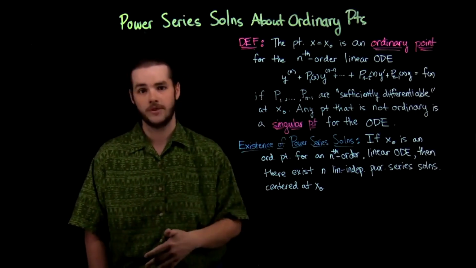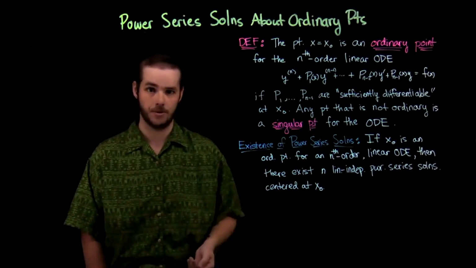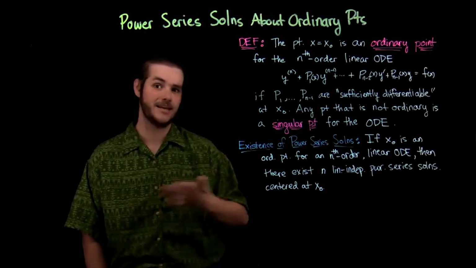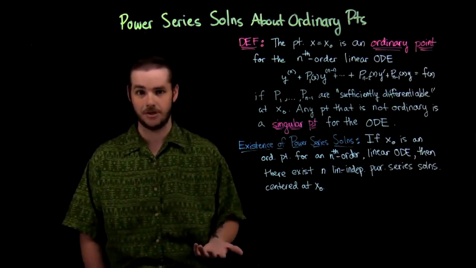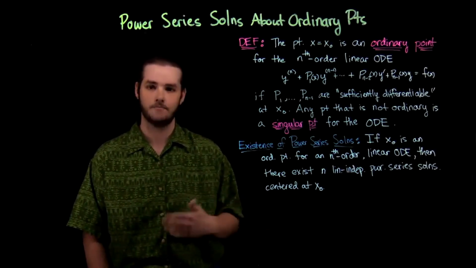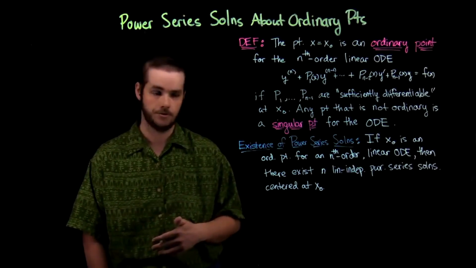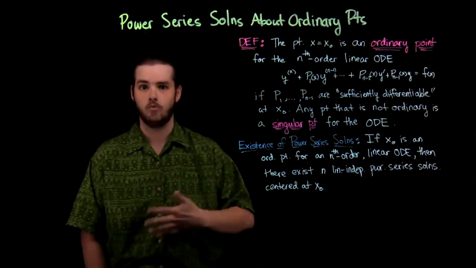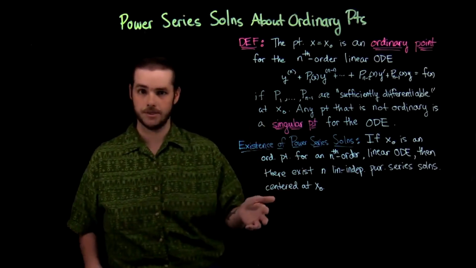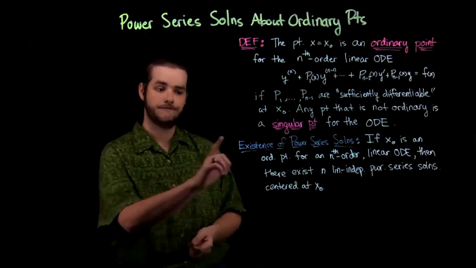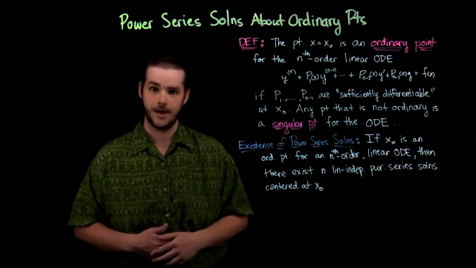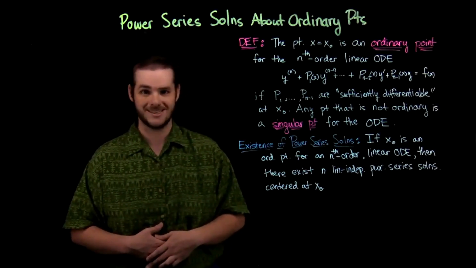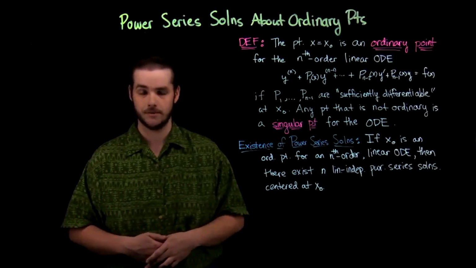The opposite of a point that is ordinary is a singular point. So if that's not the case, if any one of my coefficients aren't sufficiently differentiable there, then that point is actually a singular point for the ODE. And when I have ordinary points, I can actually write my fundamental set of solutions as power series centered at that ordinary point. Let's take a look at an example.